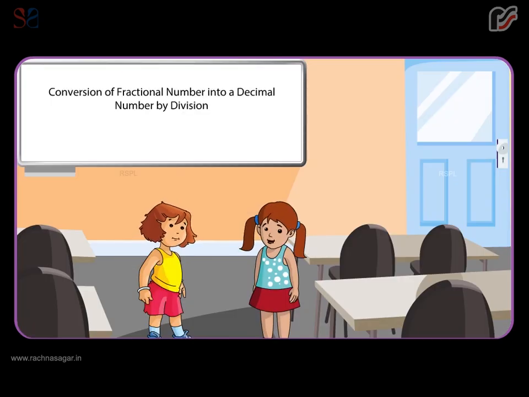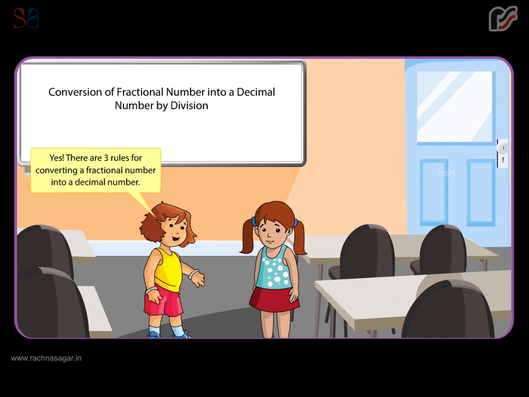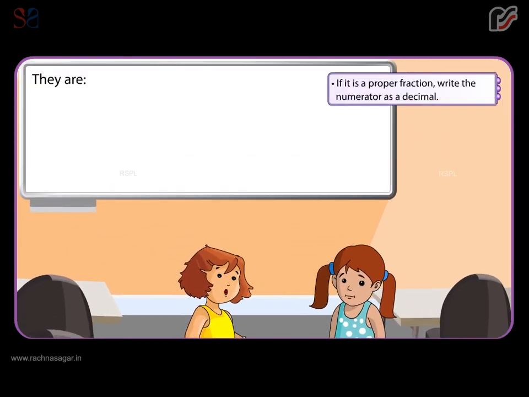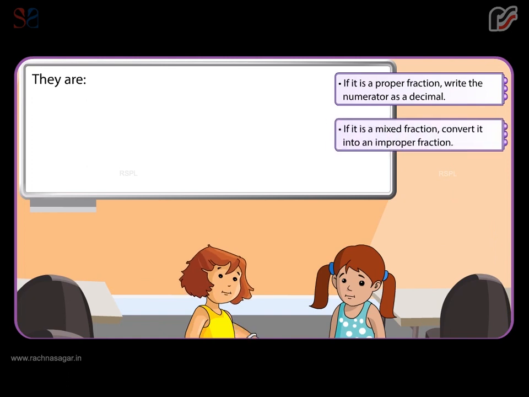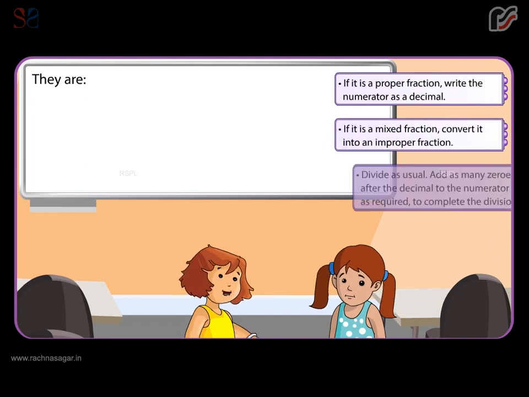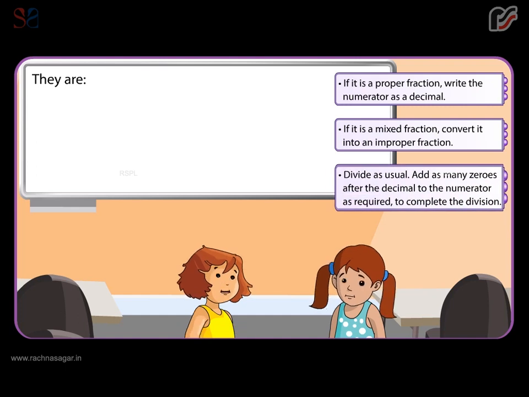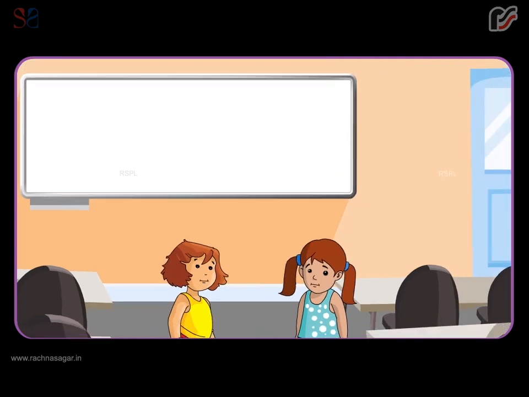Conversion of a fractional number into a decimal number by division. Do you know how to convert a fractional number into a decimal number? Yes, there are 3 rules for converting a fractional number into a decimal number. They are: if it is a proper fraction, write the numerator as a decimal. If it is a mixed fraction, convert it into an improper fraction. Divide as usual. Add as many zeros after the decimal to the numerator as required to complete the division.